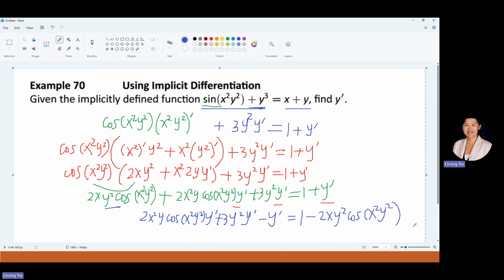So we're almost done. All we have to do is factor out the y prime, that y prime, this y prime, this y prime. The rest are multiplication, so you can't separate them. They become one big thing for the y prime.